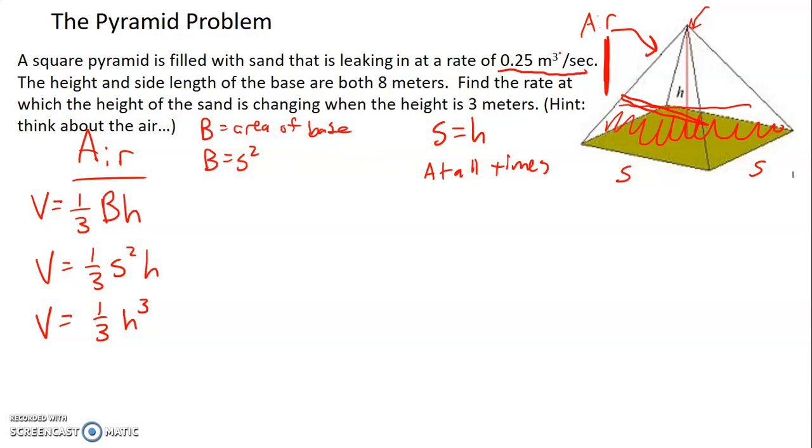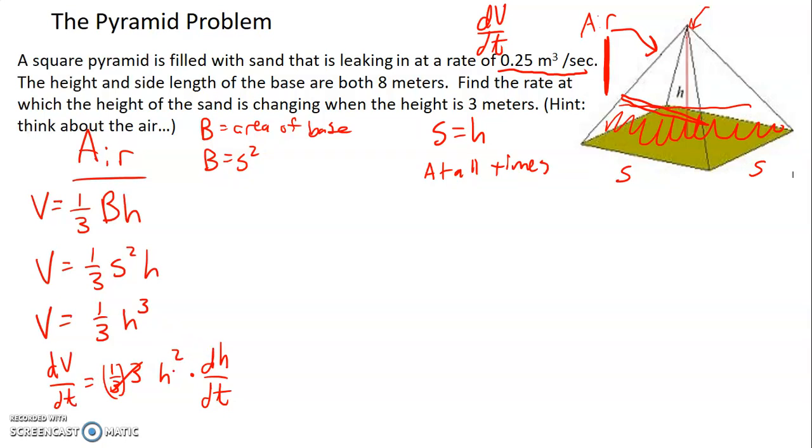And now we can take the derivative. They've given us a rate that has volume per time, which means that this is dV/dt. So I'm taking the derivative of volume with respect to time. Over here, I'm going to multiply the 3 in front, 1/3 times 3 times H squared, and then the derivative of H with respect to t, so dH/dt. These are going to cancel. So dV/dt equals H squared times dH/dt.